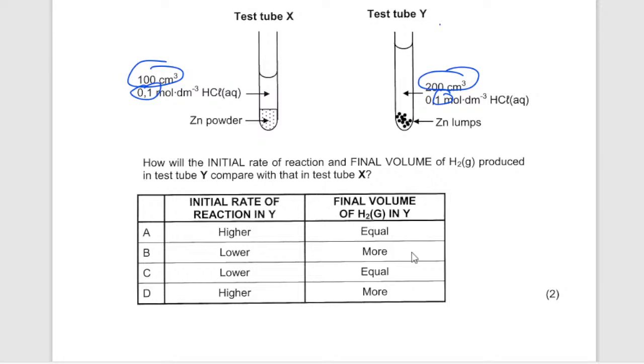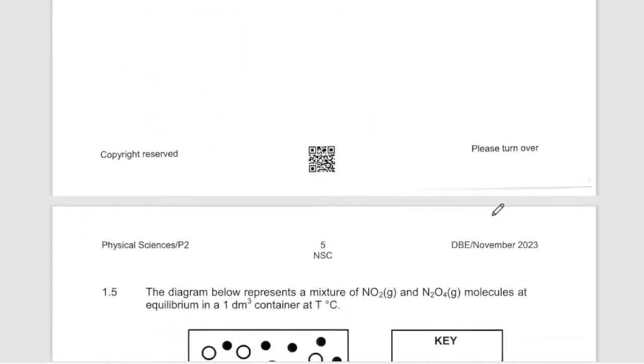So in here, we shall see that we're going to have more of Y, and the initial rate of reaction in Y. So here is going to be this, and this is the most correct answer. So the answer becomes B. Then we go to the next question.